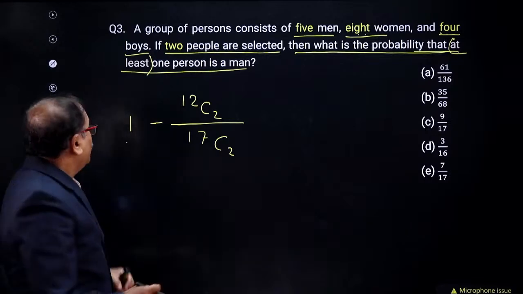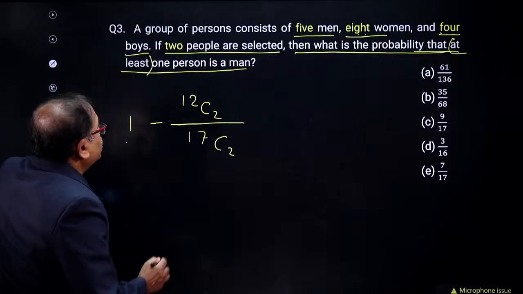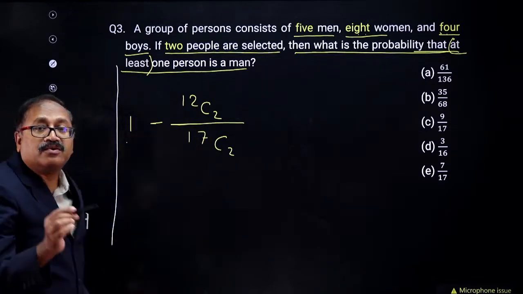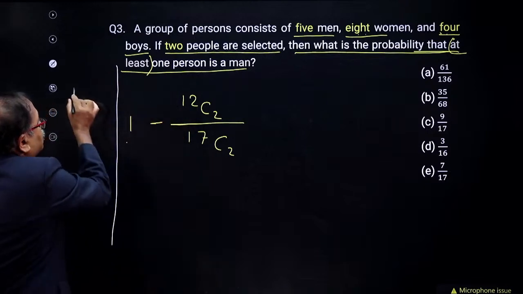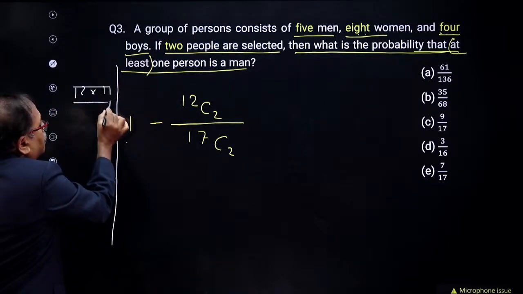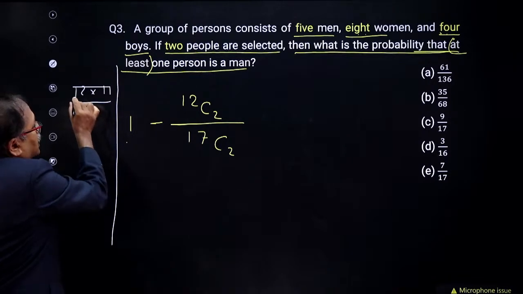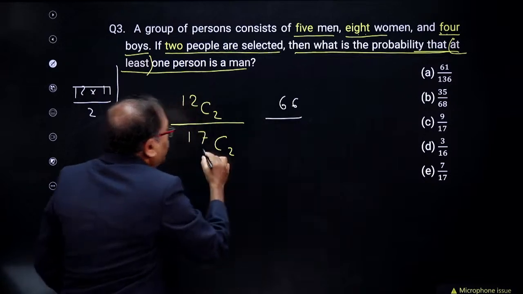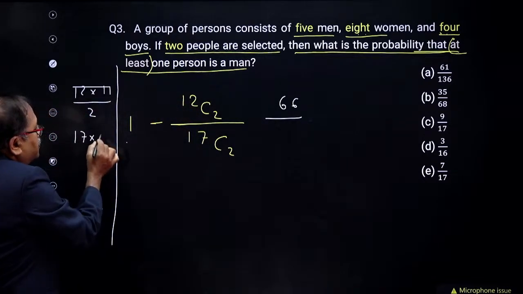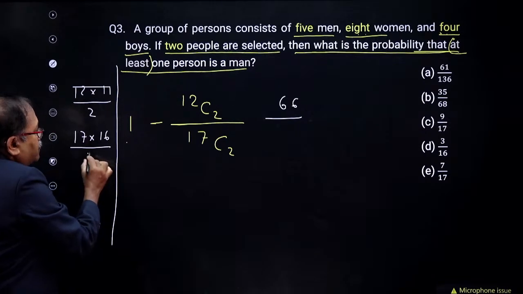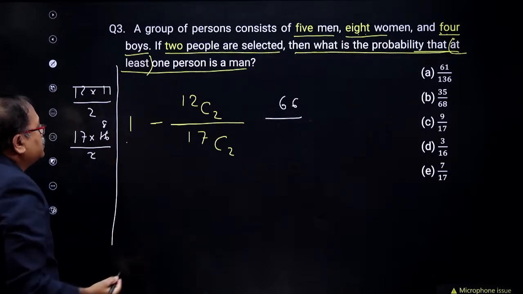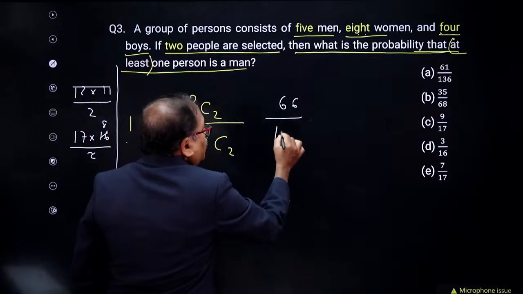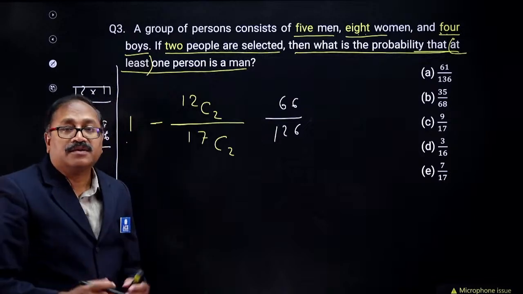So time up. Now I will answer the question. Now look at this one. How do I find out that 12C2? I am doing the rough work over here, all my young friends. So that is 12 into 11 by 2. So this gets cancelled 6 times and 66. So I get the numerator as 66, and 17C2 is 17 into 16 by 2 factorial. So this gets cancelled 8, and 8 is 126. So that is 126. Done.